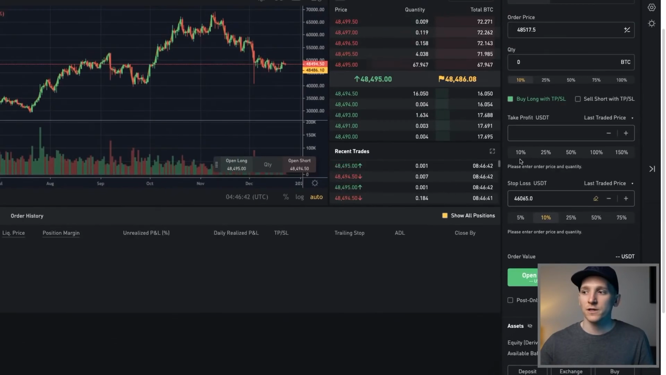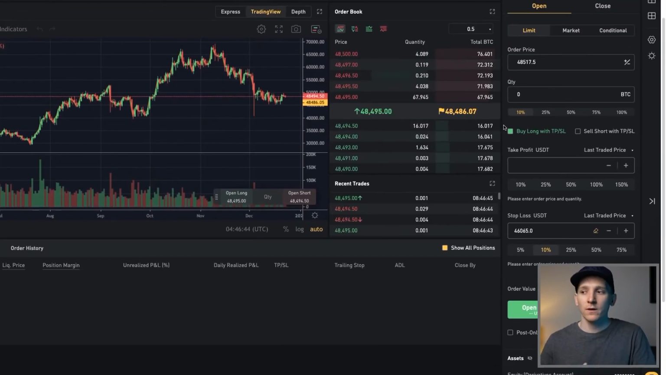Futures have their advantages. They're also much more risky because you can leverage up. You don't have to leverage. You can use one-time leverage. But with futures, there's certain things to consider, and a stop loss would always be recommended.